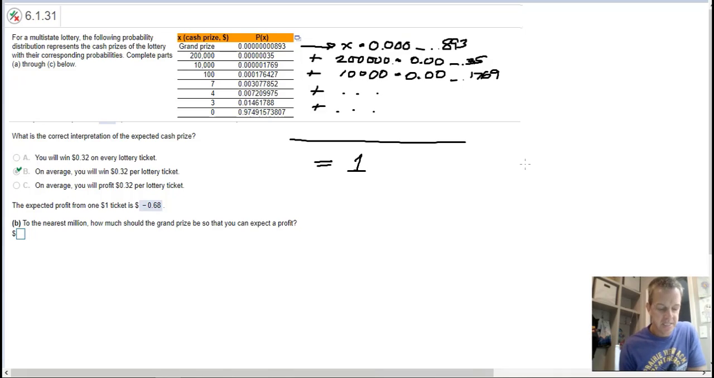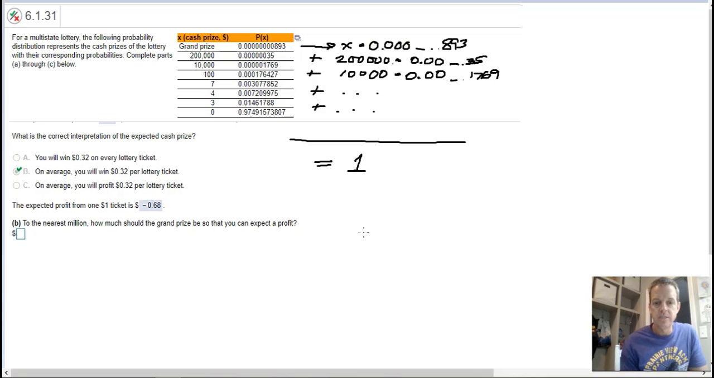So let me explain how you do this algebraically. If you go back and think about what we did there in Excel, we took this number here times its probability. So we want to know what that number is, and in algebra we use x for that thing. That times that big long decimal 0.000, a bunch of zeros, 893, plus 200,000 times 0.000, a bunch of zeros, 35, and then 10,000 times a bunch of zeros, 1769, plus 100, and the next probability. We're going to keep multiplying those two things and adding them together. We want that to add up to 1.